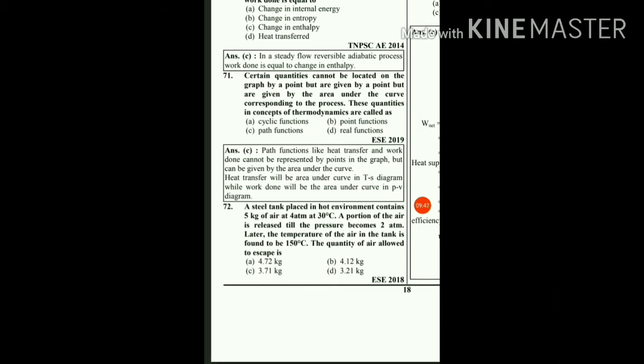The next question: a steel tank placed in a hot environment contains 5 kg of air at 4 atmosphere and 30 degrees Celsius. So the initial condition is pressure 4 atmosphere, temperature 30 degrees Celsius, and mass 5 kg. A portion of air is released till the pressure becomes 2 atmosphere. For some time the tank is open so that the pressure gets released and becomes 2 atmosphere, meaning pressure will reduce. Later, the temperature of air in the tank is found to be 150 degrees Celsius. So as we release the air, the final temperature comes out to be 150 degrees Celsius. We have to find out the quantity of air allowed to escape.